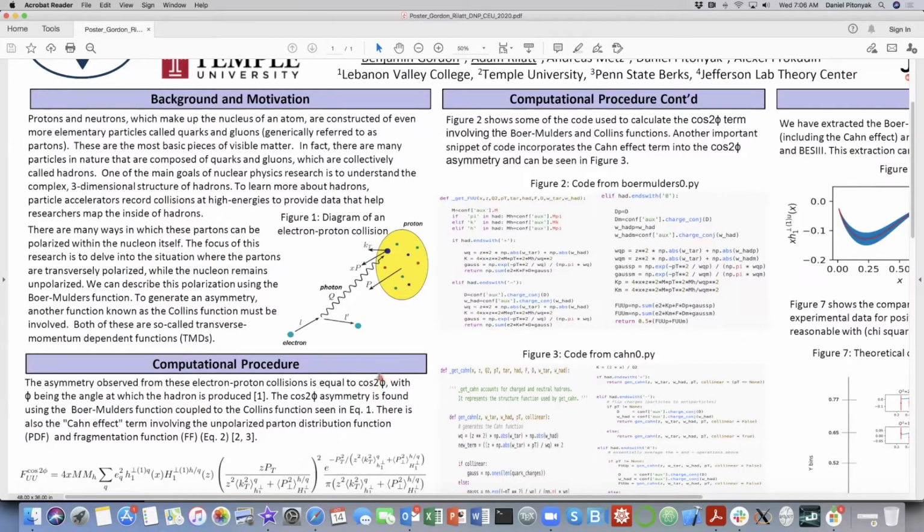And then there are many ways in which these partons can be polarized within the nucleon itself, within the proton. The focus of our research is to delve into the certain scenario where the quarks are transversely polarized while the proton remains unpolarized. And we can describe this using the Boer-Mulders function. To generate the asymmetry, we need to also include the Collins function. And both of these are transverse momentum dependent functions, or TMDs.